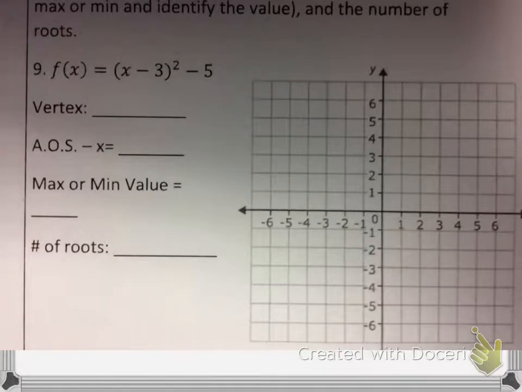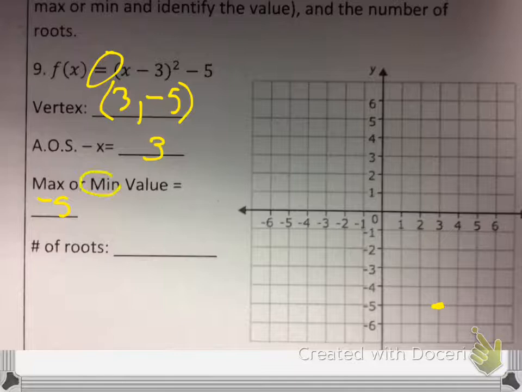Okay, so here we now want to find the vertex forms of things. This one is already in vertex form, so I could put here, let's do this in yellow, 3, negative 5. So that means my vertex is somewhere over here. My axis of symmetry is 3. My max or min value is negative 5. Since this is a positive number, it's a min.